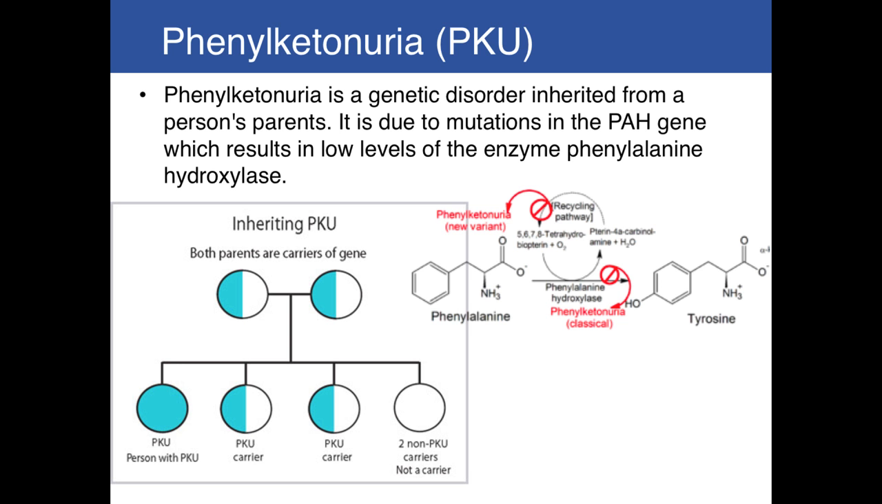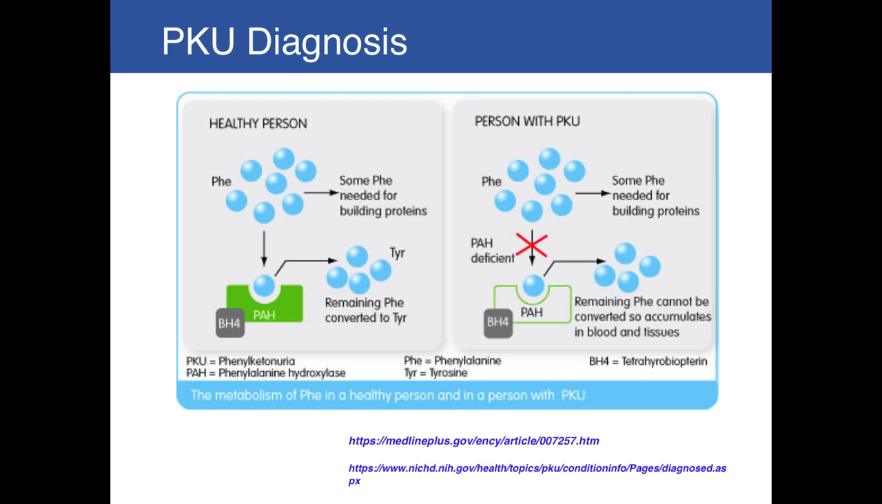Again, phenylalanine hydroxylase is going to add on this hydroxyl group onto the phenylalanine to make a tyrosine. There's a recycling pathway there. Again, a healthy person is going to process excess phenylalanine through phenylalanine hydroxylase and make tyrosine. If you have a deficiency, you can't make it, and so the phenylalanine accumulates in blood and tissues and can cause neurological damage.